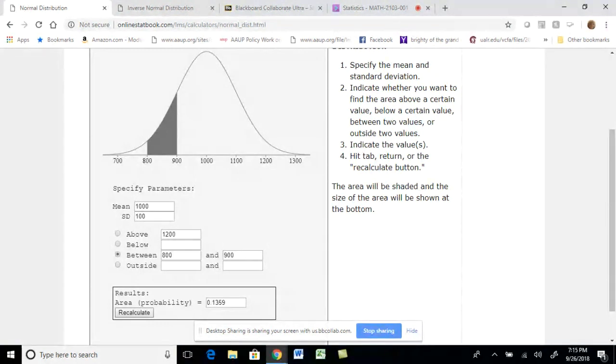Now in the homework, you have to make sure what it's asking. If it's asking for probability, it's going to just want the decimal, the 0.136. If it asks for percent, then it would be 13.6%, but that's the same thing. So just be careful what it's asking.